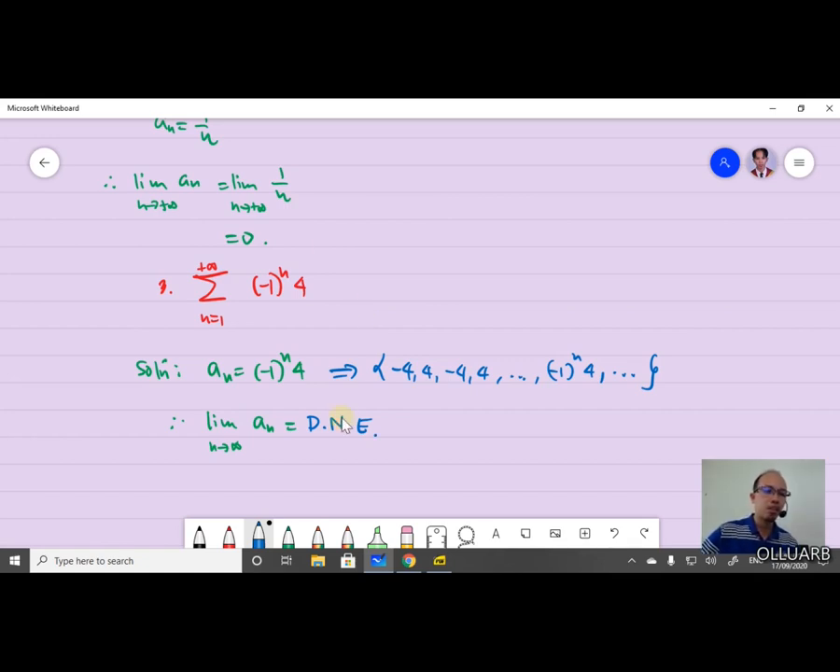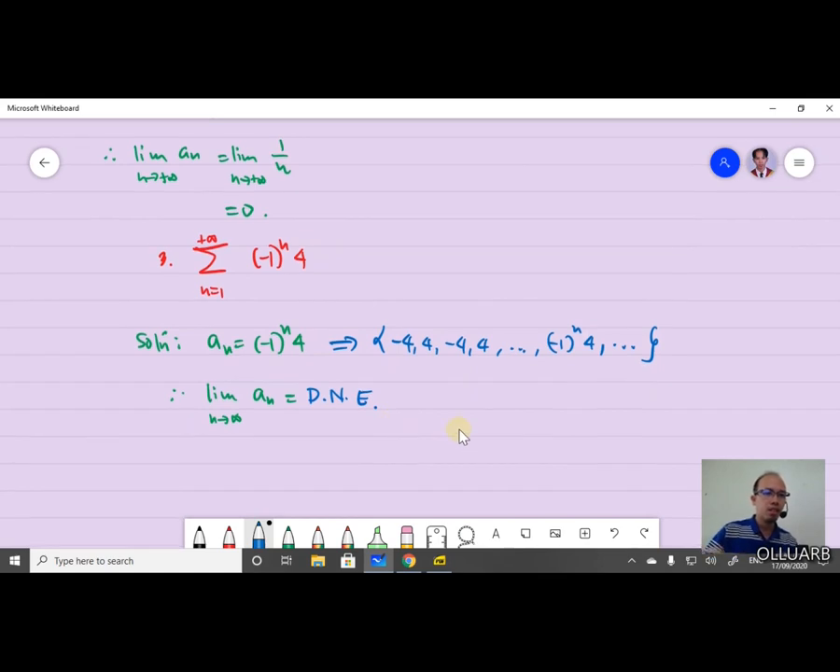So meaning to say, since the limit of this does not exist, therefore the given series is divergent, based on theorem 2.